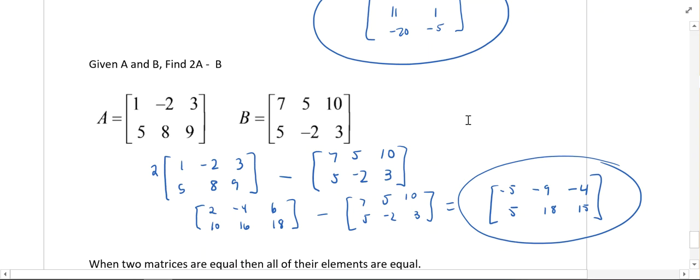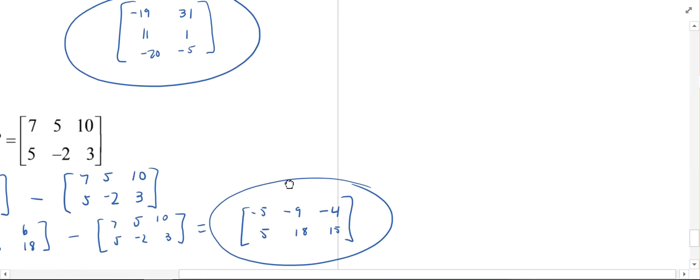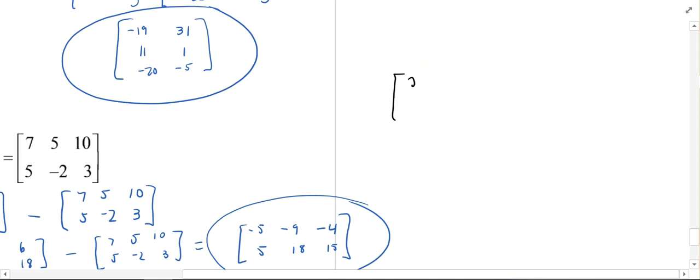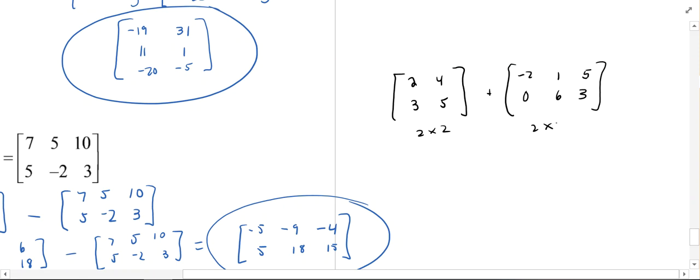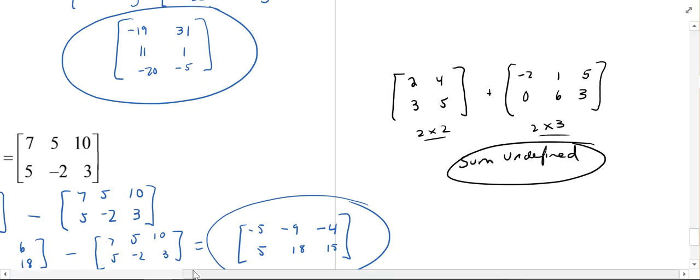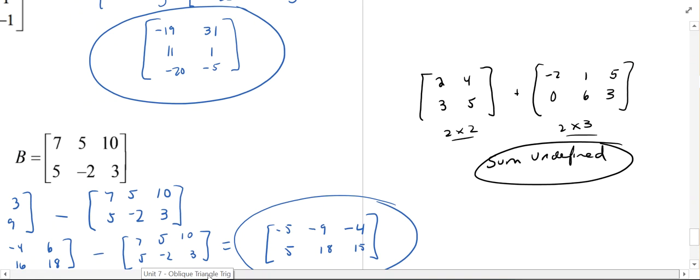I didn't have any examples in here, but I'm just going to do one over to the side for a minute, just so you can see. So notice here I have a 2 by 2 and a 2 by 3. My dimensions don't match, so all I would write is sum on the right. Okay? And your calculator would give you an error message too if you tried to add things that didn't have the same dimensions.